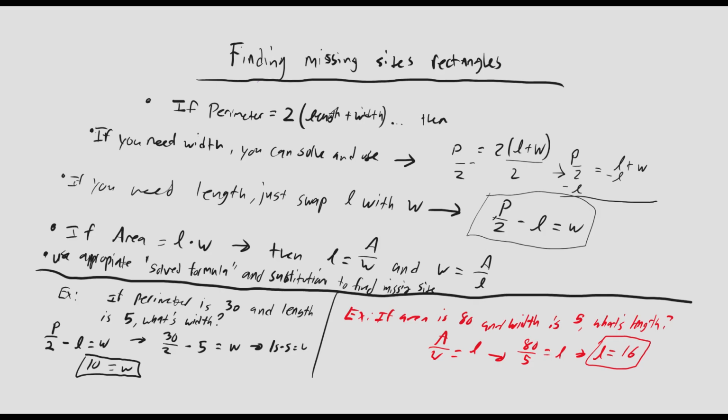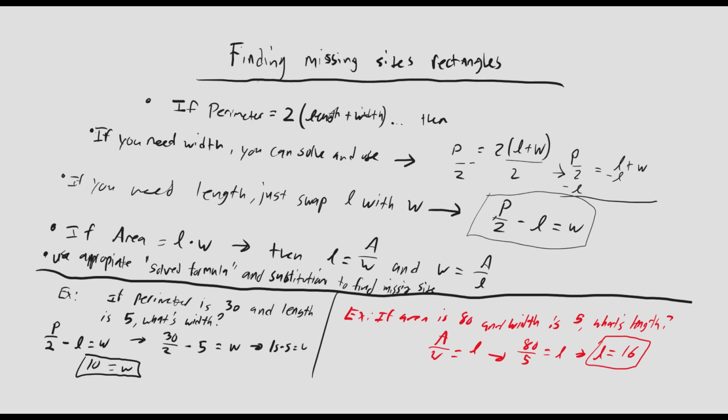If you recall, perimeter is 2 times length plus width. So if I rearrange it so that I need length or width, if I'm missing one of the two, if you needed width, you could solve for W. You would divide by 2 on both sides, then subtract L. So perimeter divided by 2, minus L, equals width. If you wanted the length instead, you would just replace the L for the W.